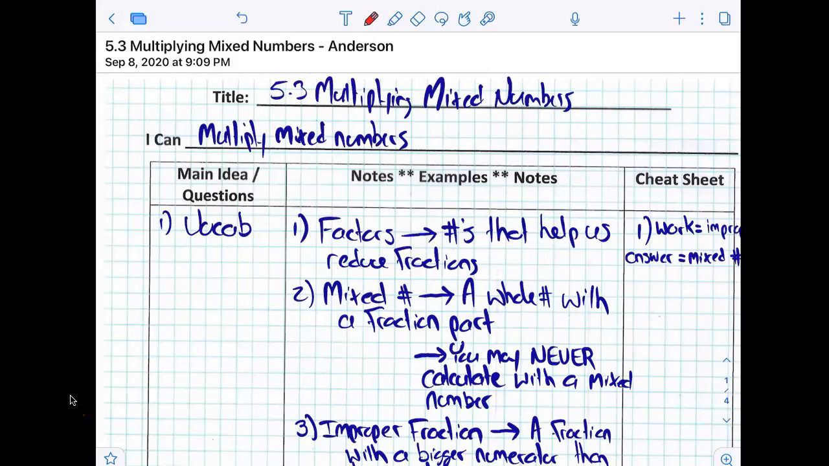5-3, multiply mixed numbers. Can you multiply mixed numbers? Yes. All right, what are those things that help us reduce fractions called?